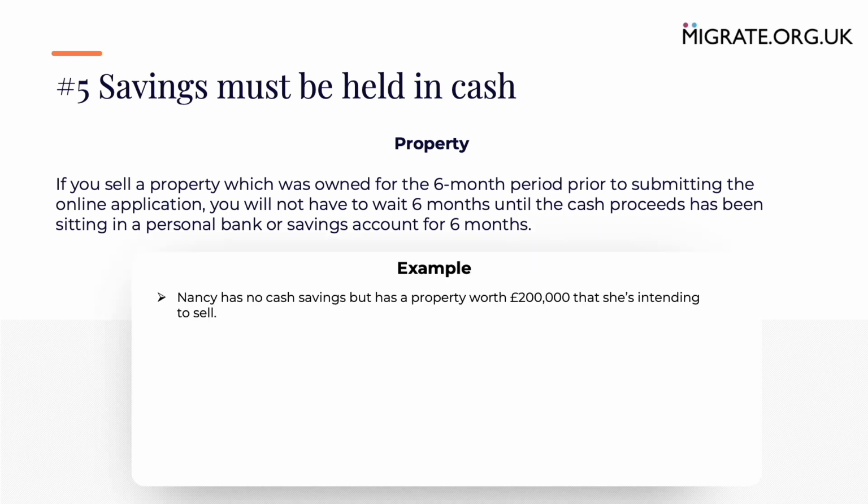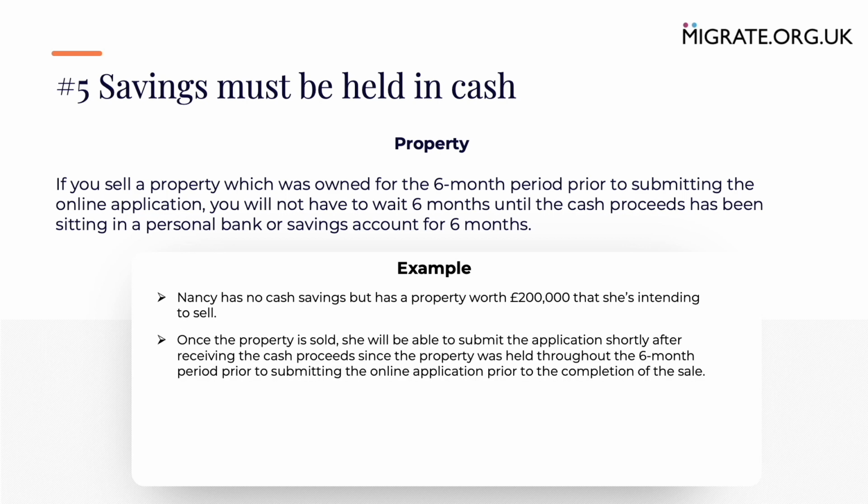For example, Nancy has no cash savings but has a property which is owned for several years, worth £200,000 that she's intending to sell. At £200,000, the cash proceeds of the property will satisfy the minimum income threshold alone. Once the property is sold, she'll be able to submit the application shortly after receiving the cash proceeds, since the property was held throughout the 6-month period prior to submitting the online application prior to the completion of the sale.